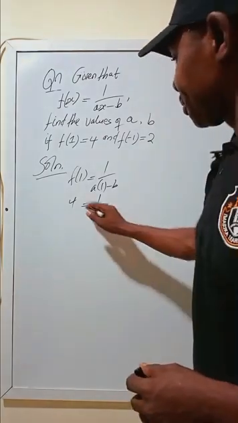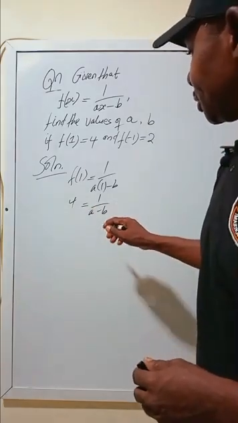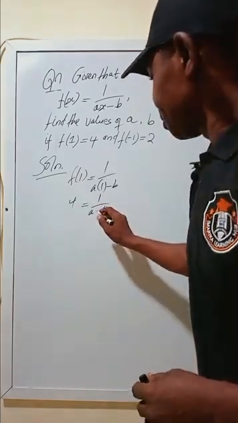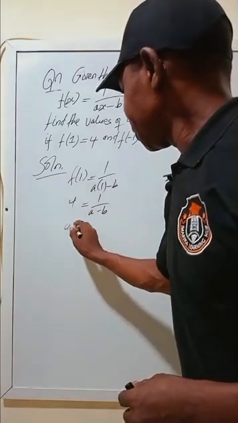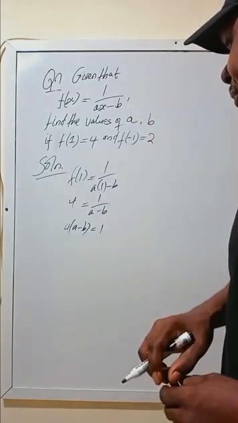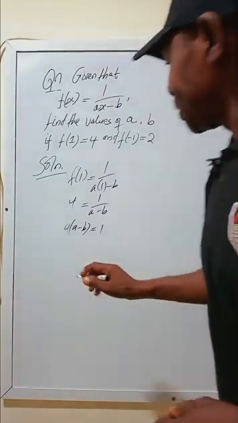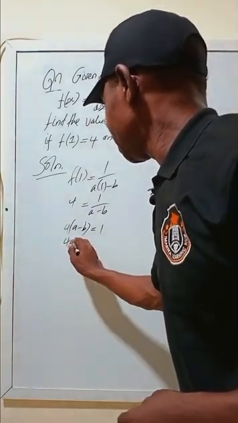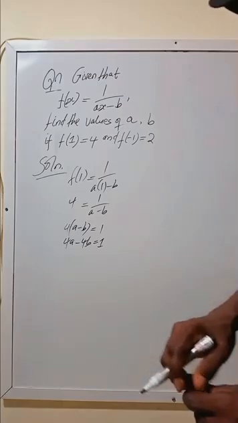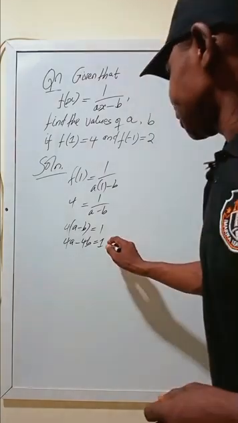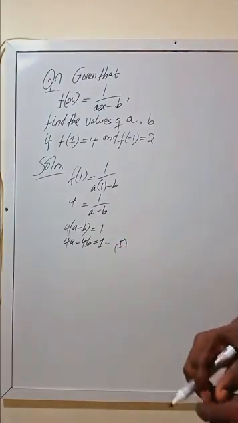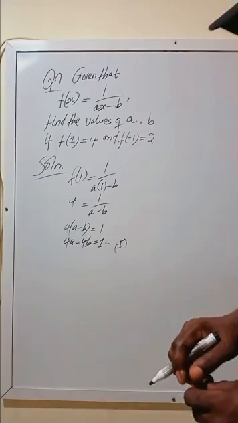By cross multiplying, multiplying this one by that, we shall have 4 times (a minus b) equal to 1. Opening the brackets, this is 4a minus 4b is equal to 1. Can you simplify it any further? The answer is no. So let's call this one equation 1.